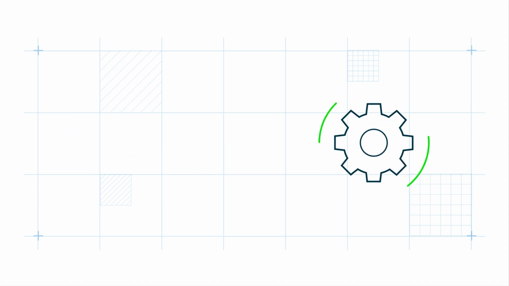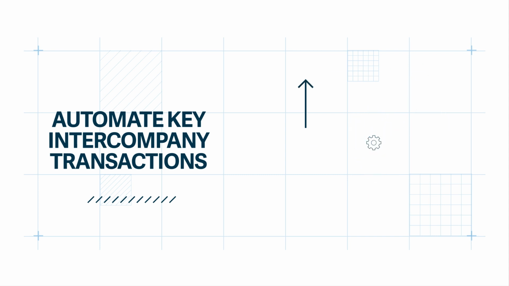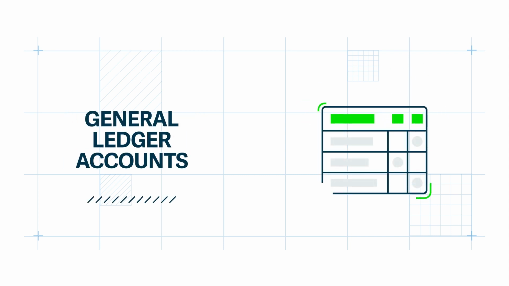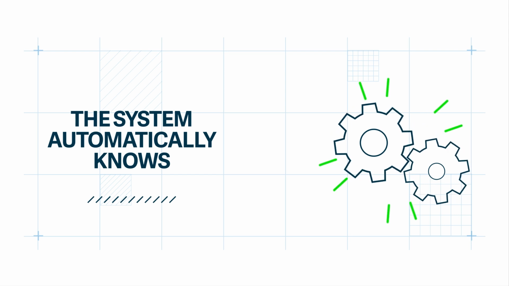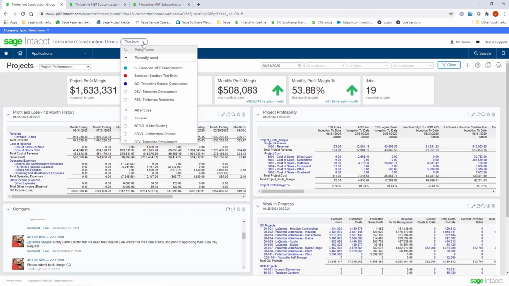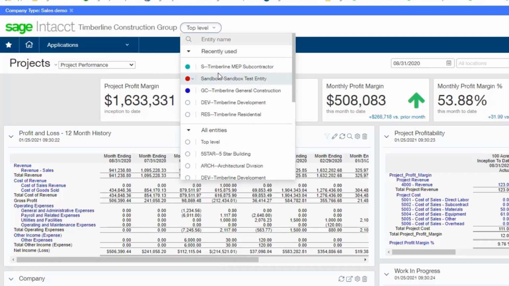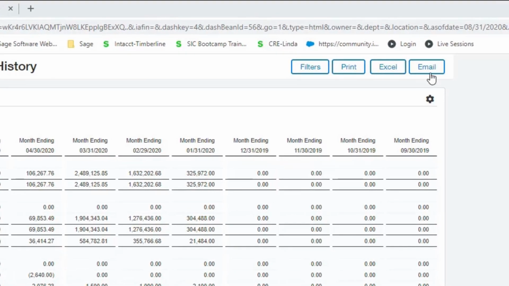This also allows us to automate key intercompany transactions between related entities, which can help expedite month-end close. By setting up a table of the general ledger accounts containing the due to and due from relationships between various entities, the system automatically knows when resources of one entity are charged against another entity. Sage Intacct Construction will automatically generate the appropriate journal entry for each entity involved. This automated intercompany accounting feature helps generate current and accurate consolidated financial statements on demand.